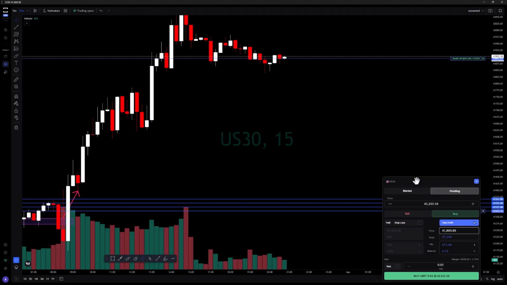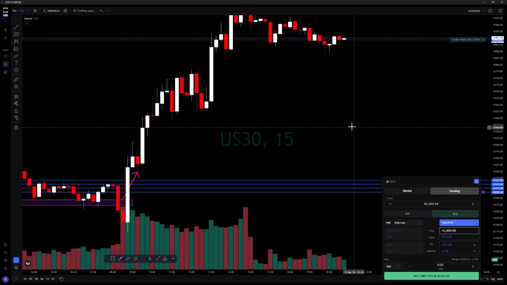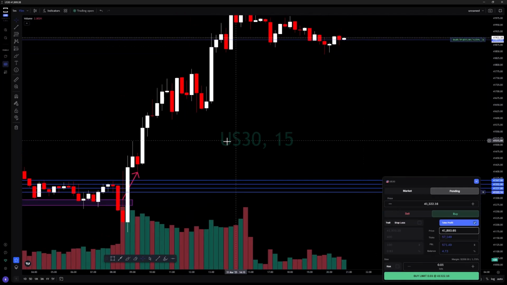Think of it like that. Or you could buy 1 pound, right? Or you could buy 0.25 pounds. Think of it like that, okay? So nonetheless, 0.01 lots of US30 could have made $500. But again, we never can predict these big moves. But nonetheless, US30 made a big move.